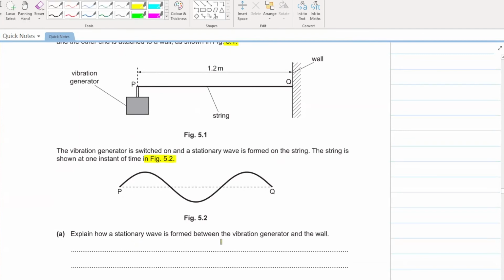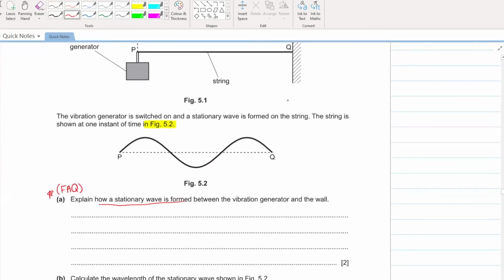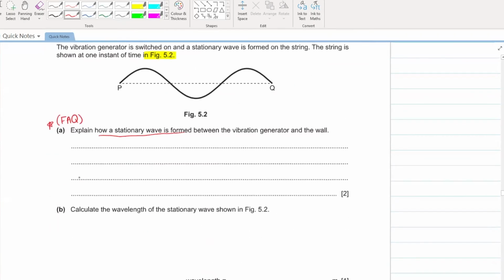Explain how a stationary wave is formed between the vibration generator and the wall. Now, this is an FAQ of the examiner. If I was you, I would have written this in a register or somewhere important because this gets repeated frequently. What happens? Waves travel from the generator towards the wall.